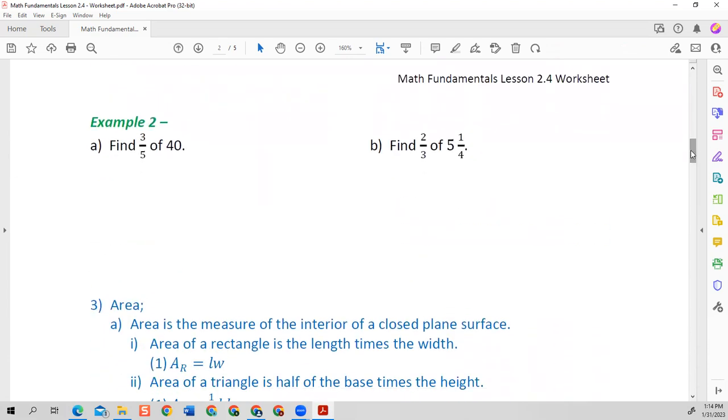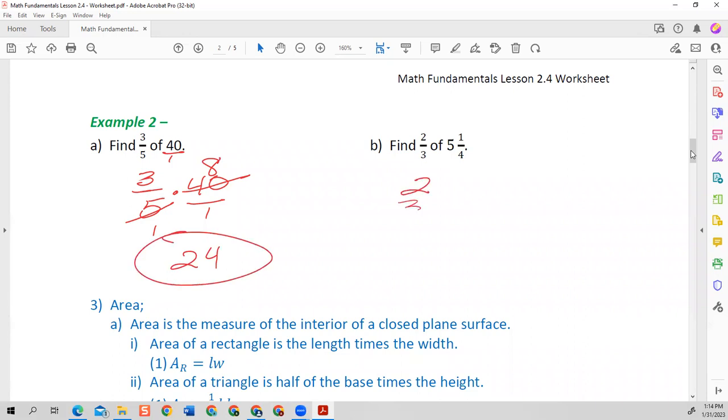So now we're going to find 3/5 of 40. Well, I got a fraction times that whole number. So we're going to reduce. I just put a 1 underneath the whole number. What happens? 5 goes in itself once and goes into 40 8 times. 8 times 3 is 24. So that's my answer.